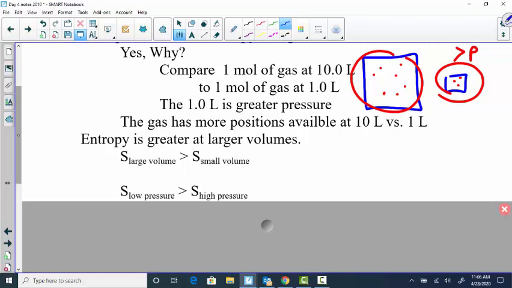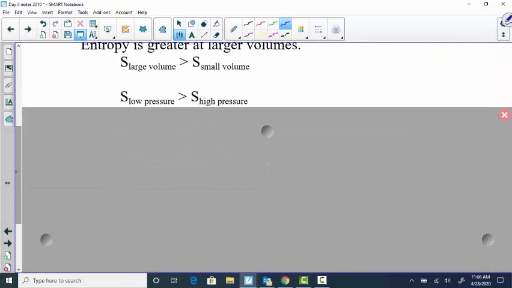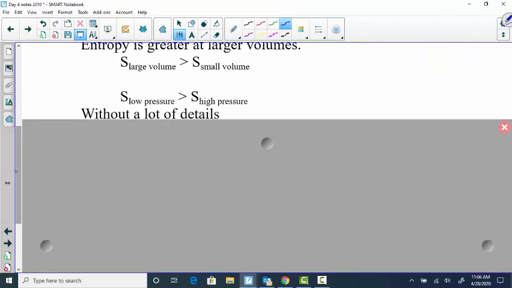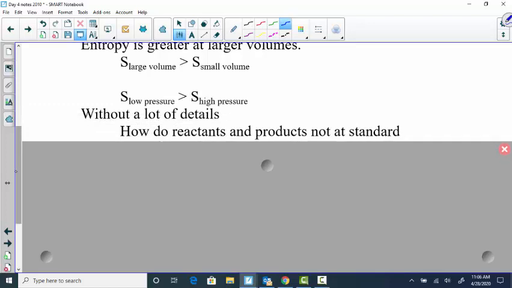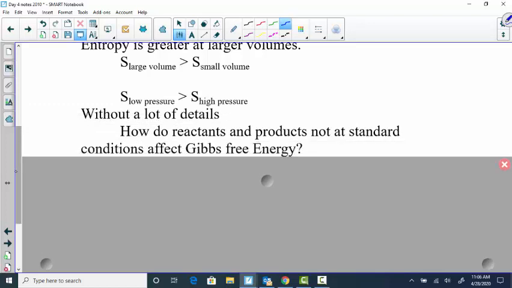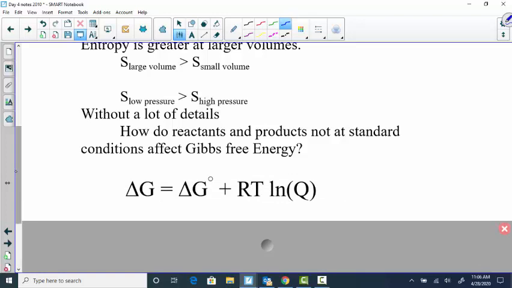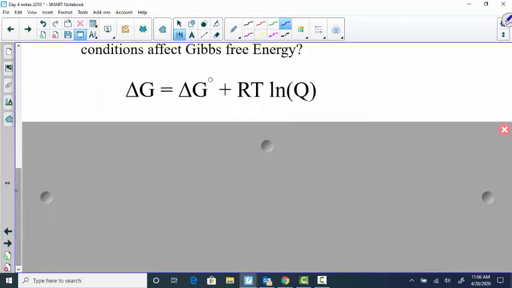So now, getting into this, we're just going to throw an equation out here. So what we're looking at is, without a whole lot of details, how do reactants and products not at standard conditions affect free energy? We've done some things in the past where we've come up with equations not at standard conditions. So this equation here is Gibbs free energy when you are not at standard conditions. If you want to know where this equation came from, there's 2 pages in your textbook. Go look, it will tell you where that equation came from.